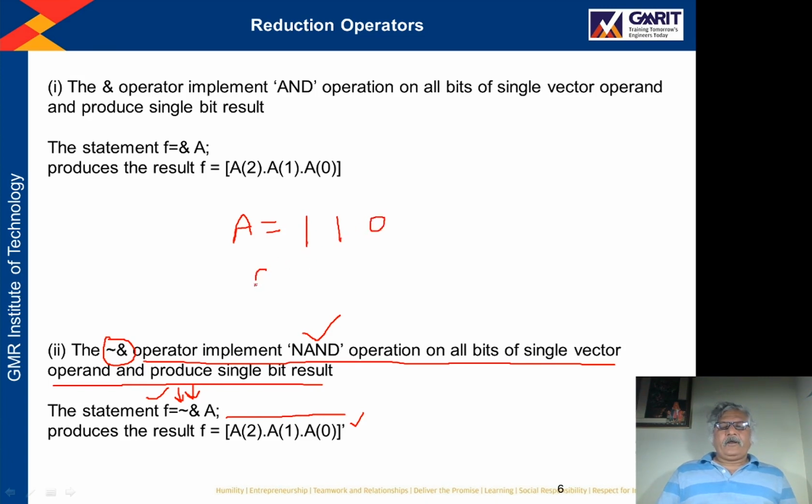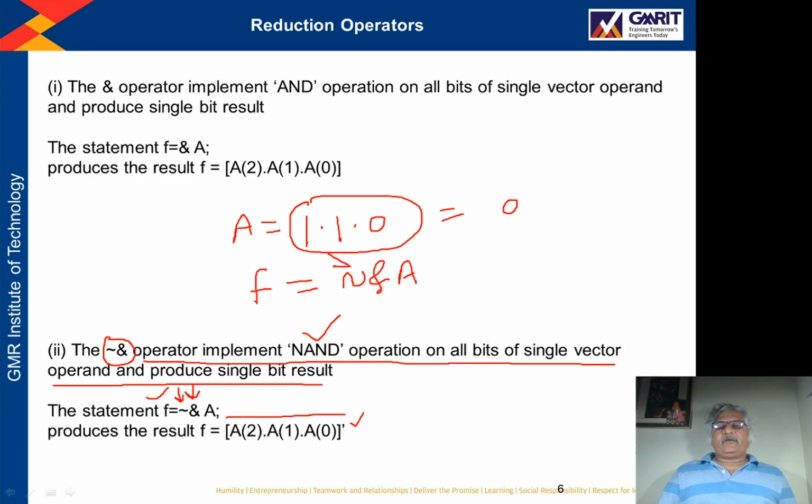Then F is equal to tilde ampersand A. What will be the result? So here first the AND operation will be performed over these 3 bits. So 1 and 0. So this will give the result 0, right?